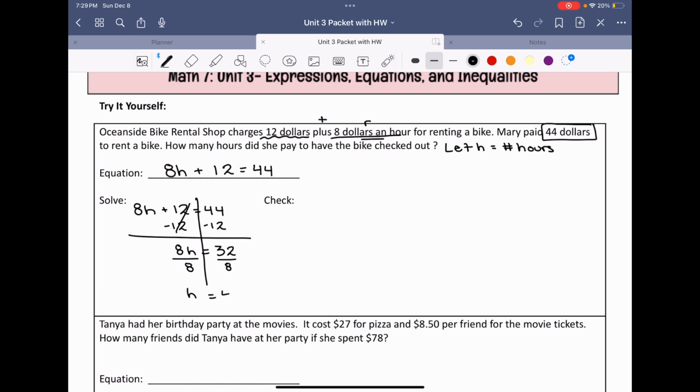H equals 4. And your check: rewriting, replacing, and checking to make sure you get the same thing on both sides. 32 plus 12 does equal 44, so it checks.